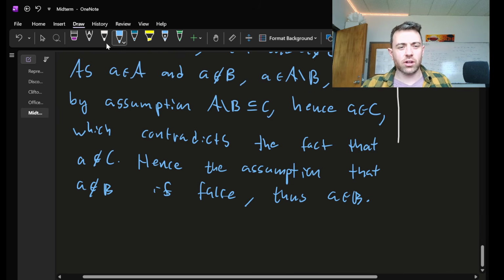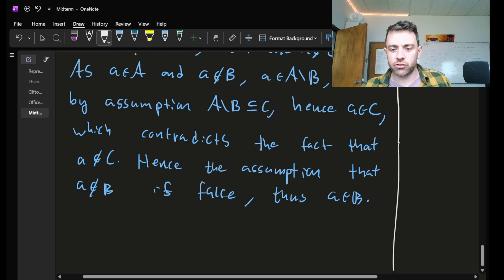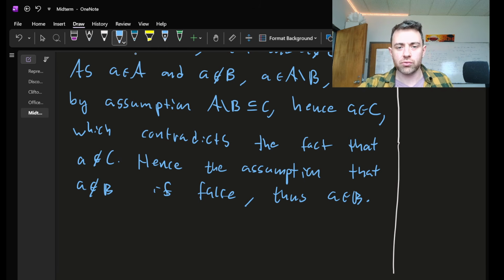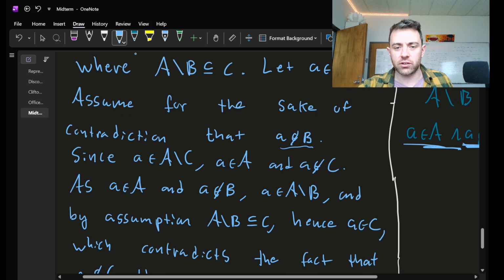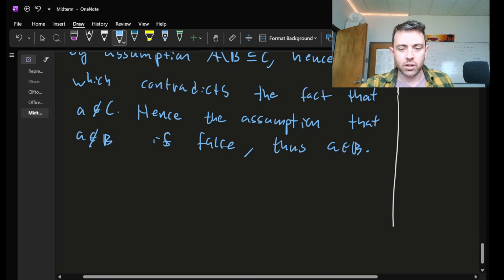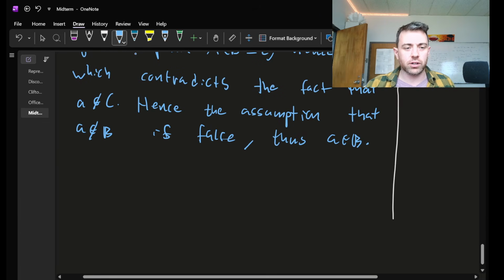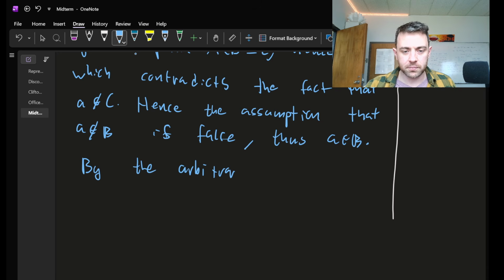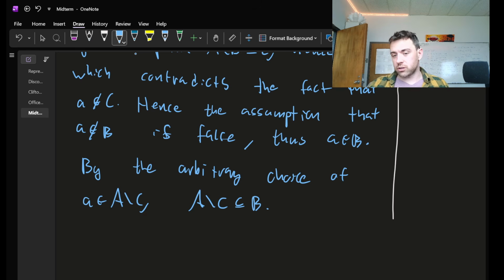Now here, because there's a lot going on and it's maybe been a hot minute since the reader realized what it is that we're trying to do, we're assuming that we have an element of A minus C and we're trying to argue that it's in B. So here we could remind the reader, we could say, by the arbitrary choice of A in A minus C, A is a subset of B. And that would be the end of our proof.